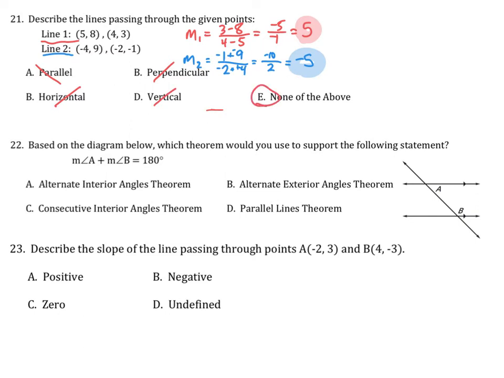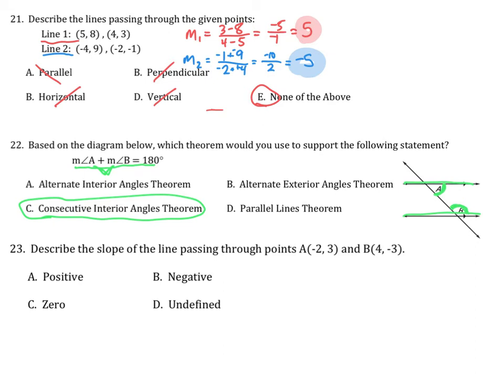For 22, based on the diagonal rule, which theorem would support that the measure of A plus B is 180? So two angles that add up to 180. If this is A and that is B, they're supplementary. And the only one of these options that's supplementary is C, the consecutive interior angles theorem, because if two parallel lines are cut by a transversal, then consecutive interior angles are supplementary.